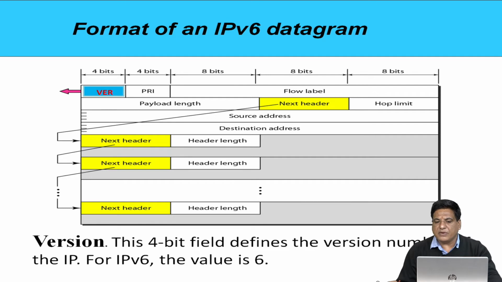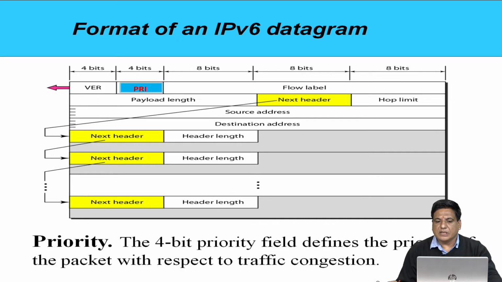The second 4-bit field is the priority bits. This field defines the priority of the packet with respect to traffic congestion. So in IPv6 we have the facility to define different priorities for different traffic. If congestion occurs, we can drop the packets having lower priorities.